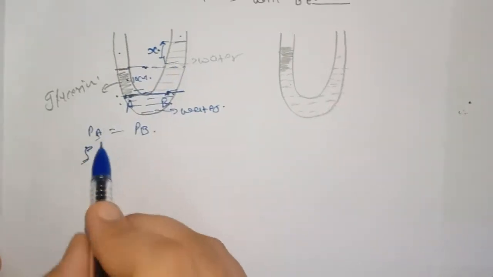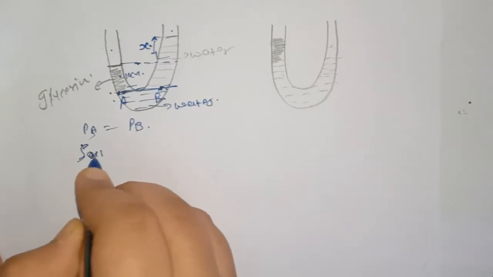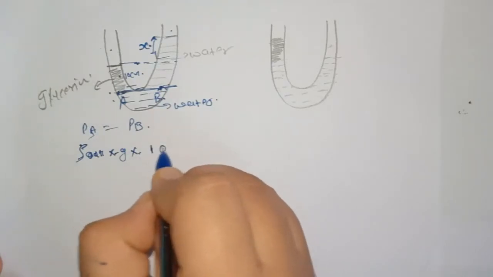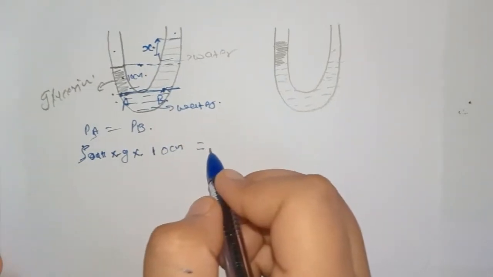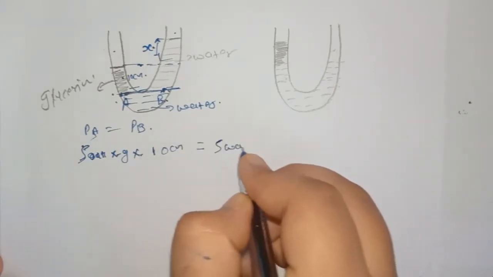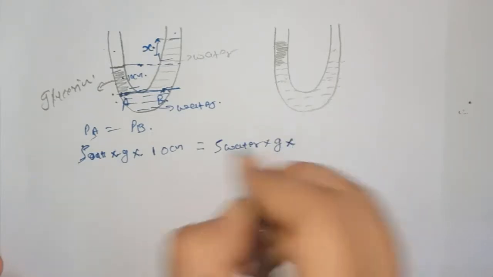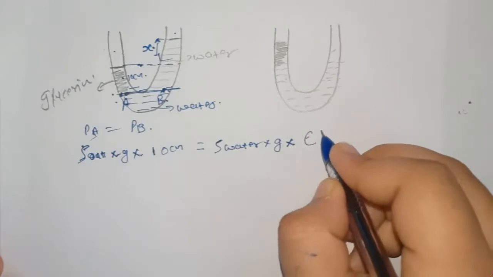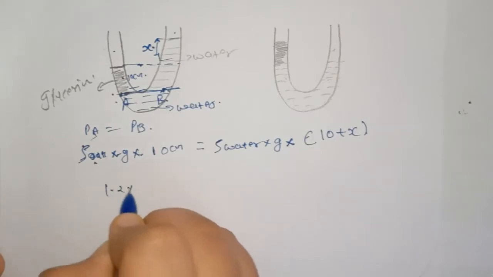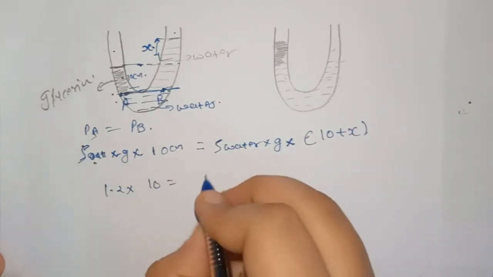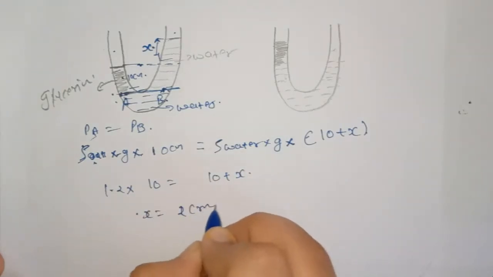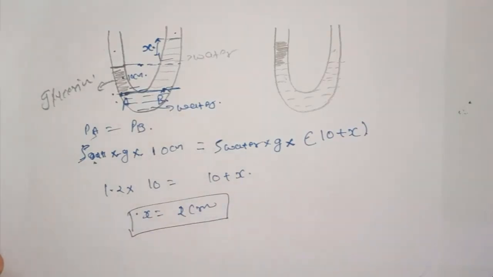So pressure at A will be density of glycerine into g into height of glycerine, that is 10 centimeter, equal to the density of water into g into height of liquid, that will be 10 plus x. Density of glycerine is given 1.2. This g will get cancelled out, so 1.2 into 10 is equal to 10 plus x. So x will be equal to 2 centimeters. So this will be our final answer.